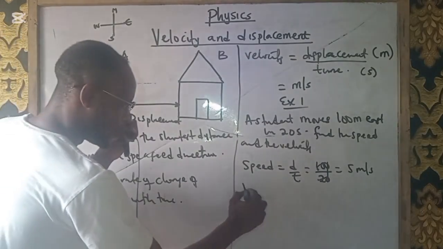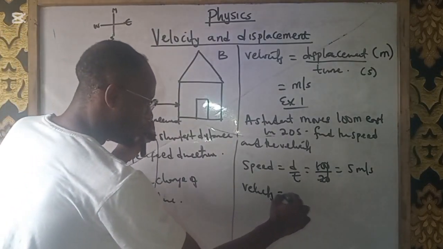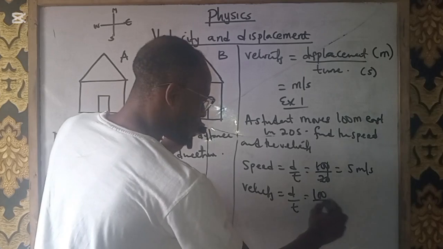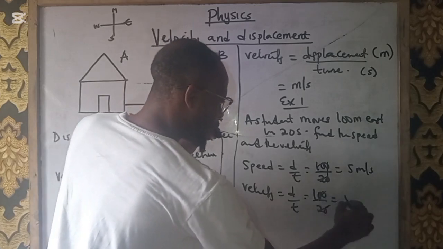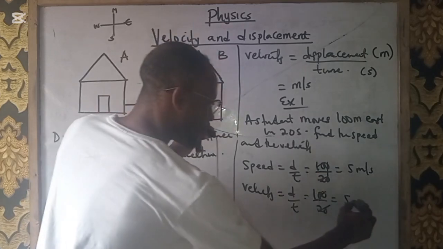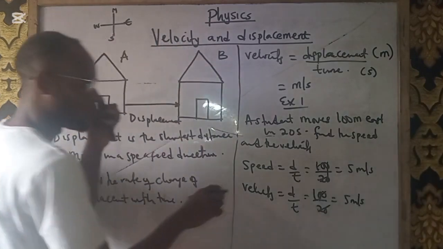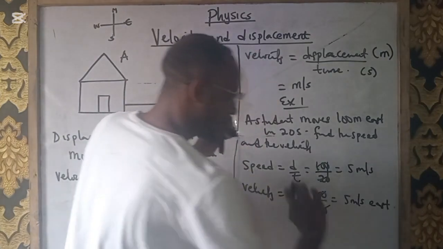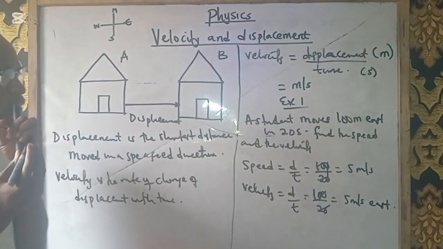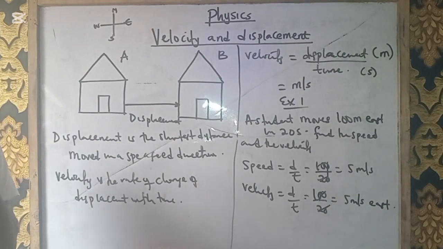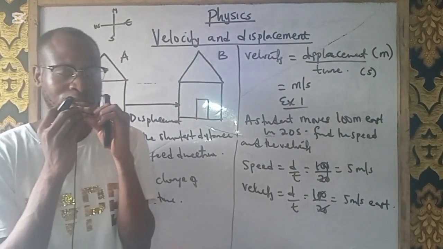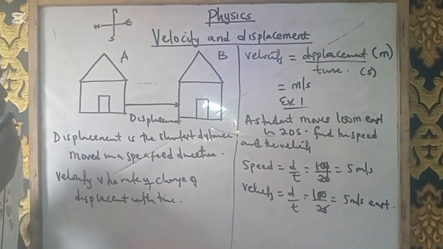So for you now to find velocity, we said it's displacement over time. So that will be still 100 over 20. That should give us 5. But you will not leave it as 5 meter per second because it is supposed to have a direction. You just write 5 meter per second east. That's all. That's the difference between speed and velocity. Speed will not take the direction, while velocity will take the direction. Okay? So that's what I have for you today.